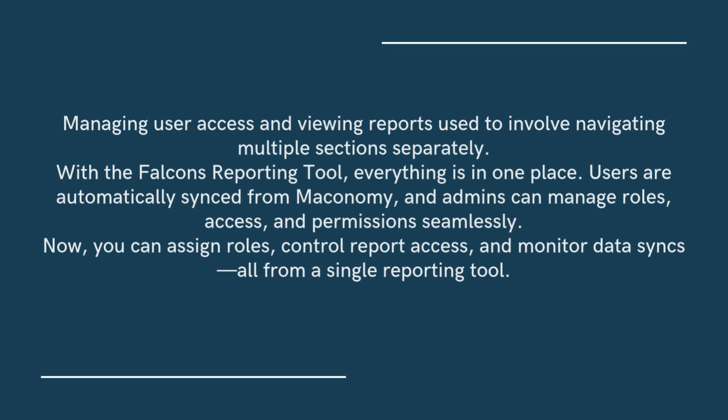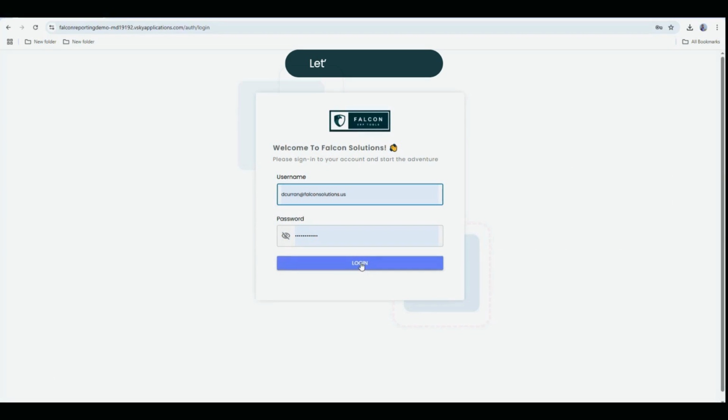Managing user access and viewing reports used to involve navigating multiple sections separately. With the Falcons Reporting Tool, everything is in one place. Users are automatically synced from Economy, and admins can manage roles, access, and permissions seamlessly. Now, you can assign roles, control report access, and monitor data syncs, all from a single reporting tool.